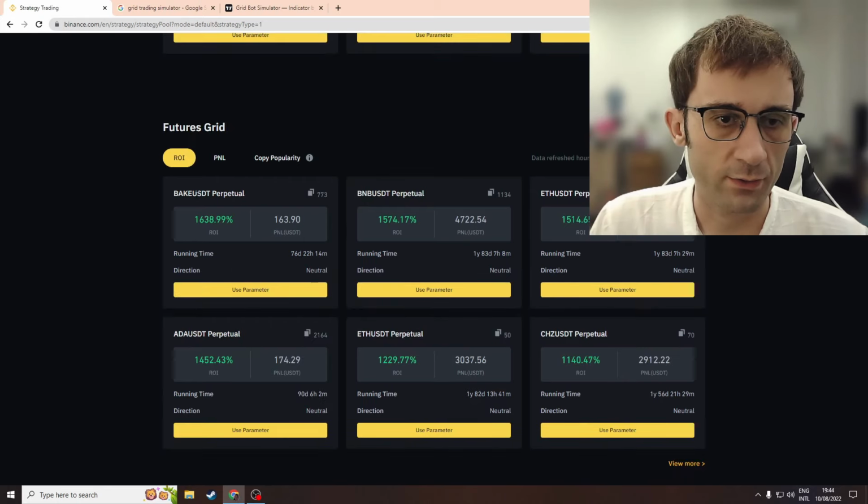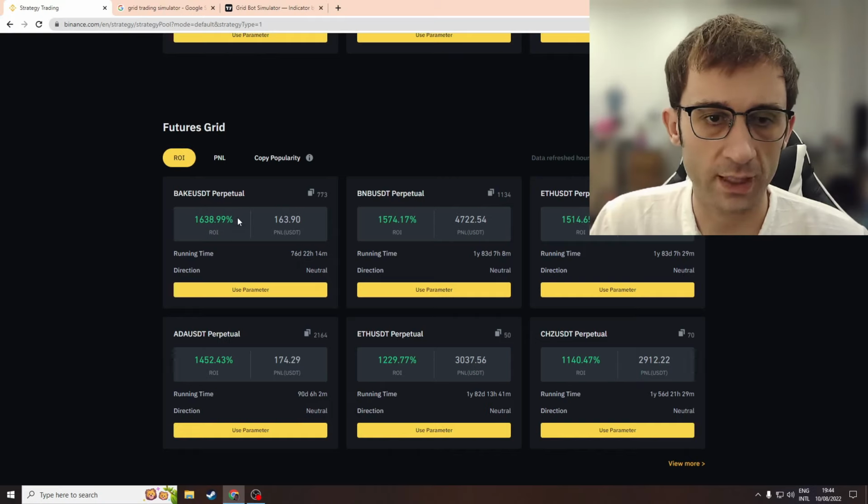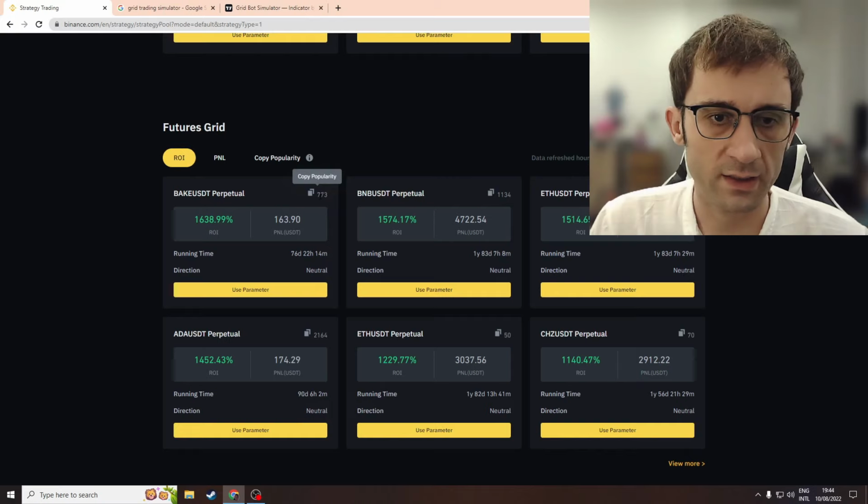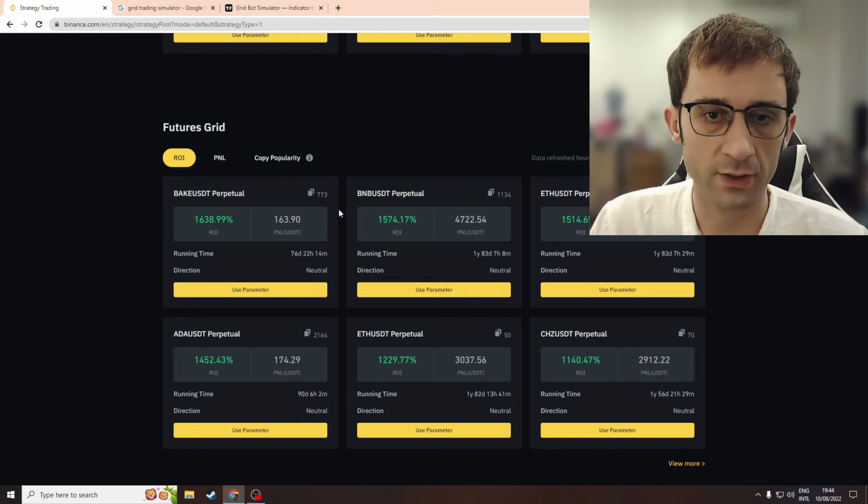And on this one for BTC against USDT, had you started trading on this strategy 76 days ago, you would have made a return of $1,600. So that is how you would have been able to turn $1,000 into $16,000. You can see that there are 773 different accounts using this trading strategy.